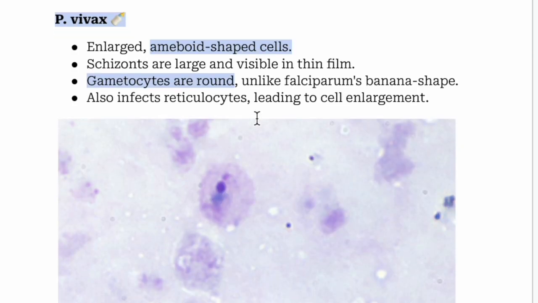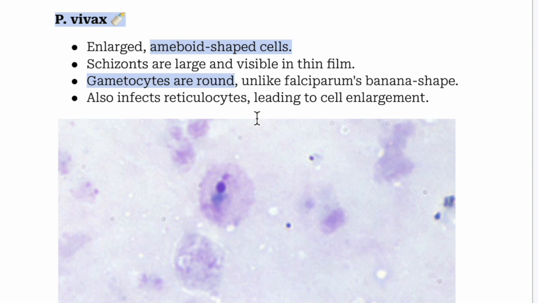So let's look at vivax. Vivax tends to have these enlarged amoeboid shapes. The schizonts are large and visible in the thin film, relatively larger. The gametocytes are round, unlike the banana shape of the falciparum. These ones also infect reticulocytes, and that's why I've got a baby bottle next to it for association.